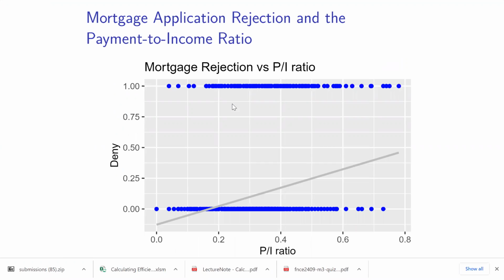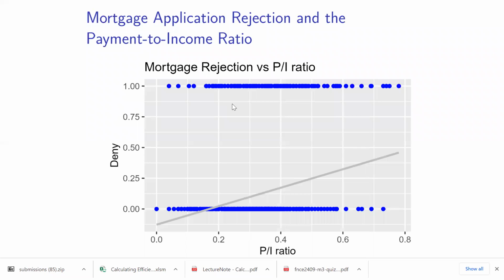The PI ratio, or the payment to income ratio, is computed using the periodic mortgage payment divided by the periodic income of the applicants. Smaller PI ratios suggest that the applicants can easily afford the mortgage payments, and higher PI ratios suggest that the applicants are having a harder time affording the mortgage payments. Notice that since payments and income are both positive, and the monthly payment should never exceed monthly income, the PI ratio should always be bounded between 0 and 1.